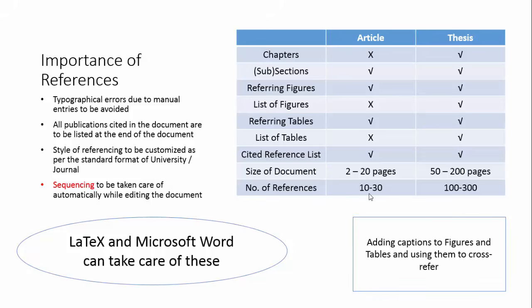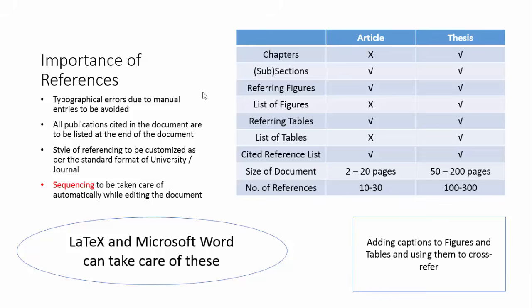So it's very important that when we write these references, we do not make any typographical errors due to manual entry. And it's also important to see that every publication that is cited in the document is also listed at the end of the document. The style of referencing will be customized as per the standard format recommended by the university or the journal where you are going to submit your article. The sequencing of these references is also very important so that it can be taken care automatically by the software that you are using to write your article. So in this sense, LaTeX and Microsoft Word can take care of these aspects very well.